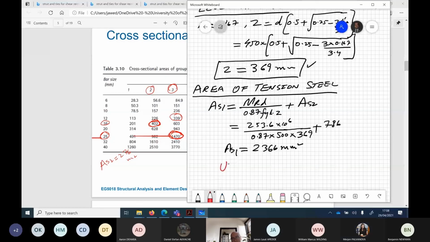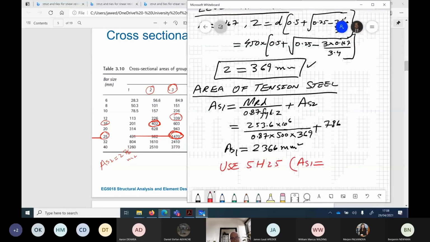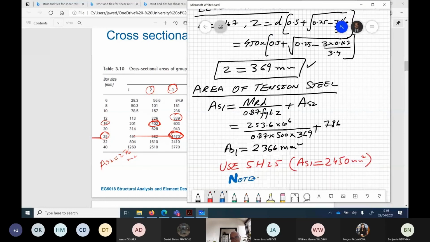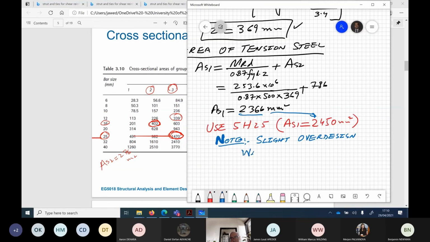I would say use 5H25 and AS1 will be equal to 2450 millimeter squared, and you can put a note saying that slight over design will help us not to repeat calculation for different diameter.